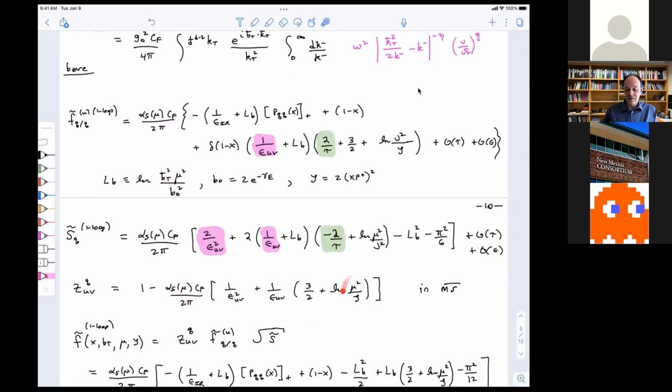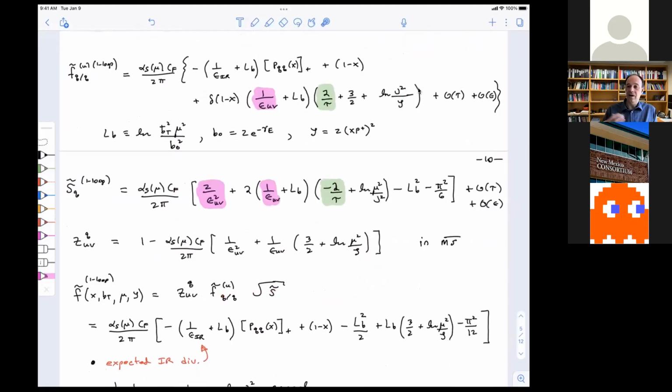It's got a log of mu squared over zeta because when these logs and these logs combine, the nu squareds cancel, and I'm left with mu squared over zeta. When I put everything together, all the 1 over epsilons and all the 1 over taus are gone. I take the limits of those going to 0, and I'm just left with something finite. Now, when I take epsilon to 0, I'm only removing the UV epsilon, so there's still a 1 over epsilon IR left over.